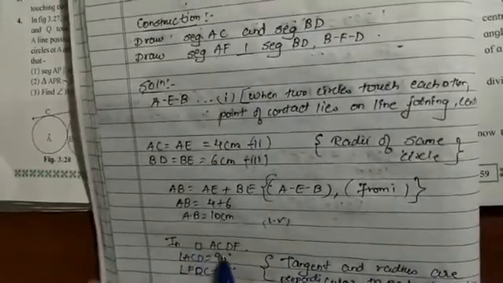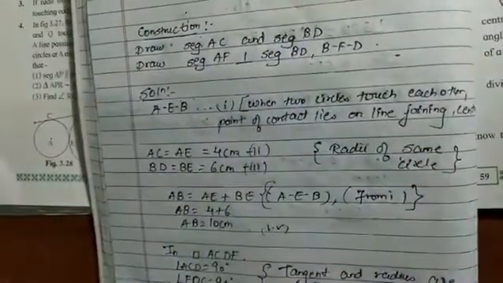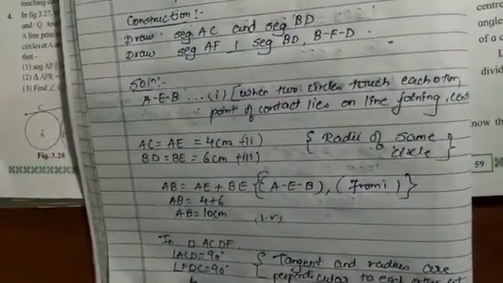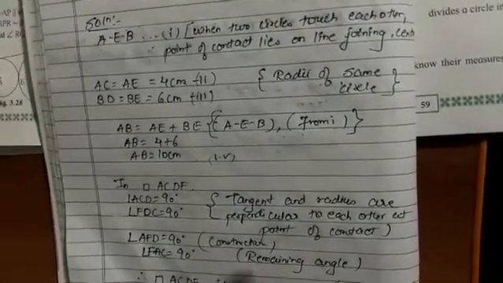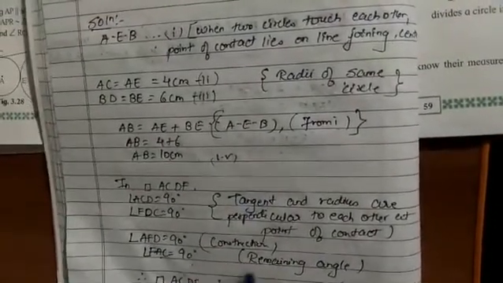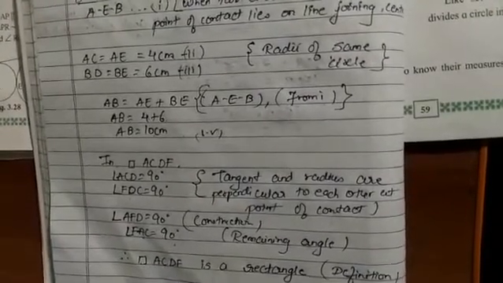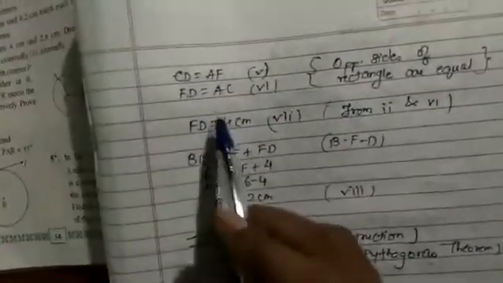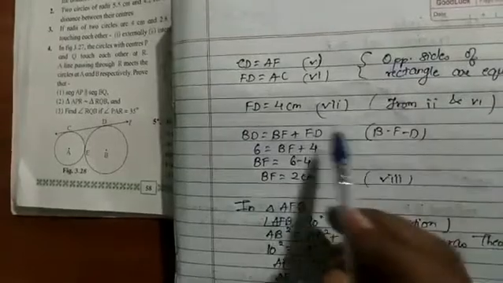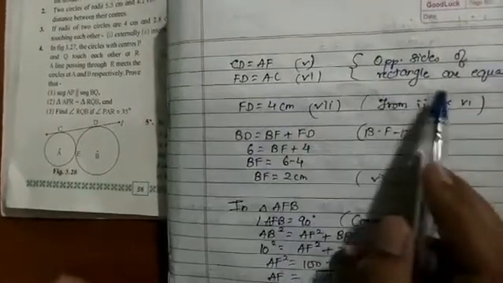So in quadrilateral ACDF, angles ACD and FDC are 90 degrees, since the radius is perpendicular to the tangent. And angle AFD is 90 by construction. So angle FAC equals 90, the remaining angle. So we can say that quadrilateral ACDF is a rectangle by definition. So CD equals AF, opposite sides of a rectangle.